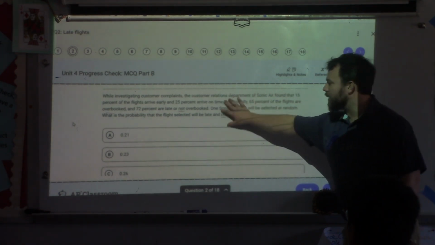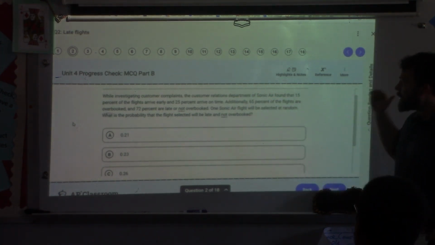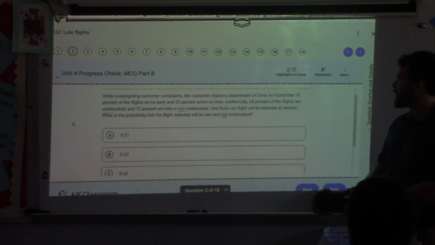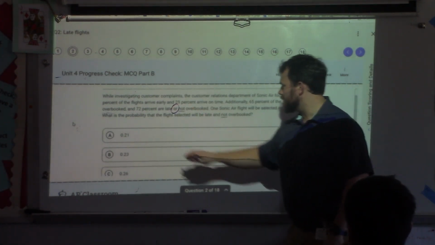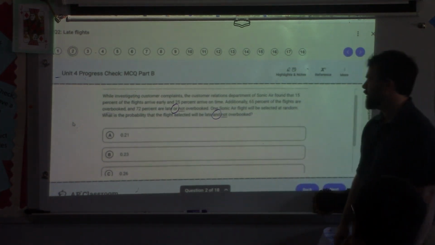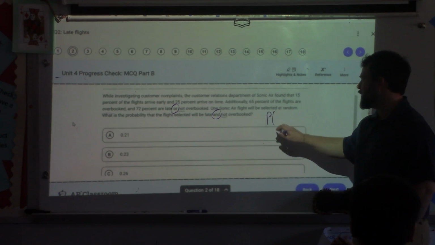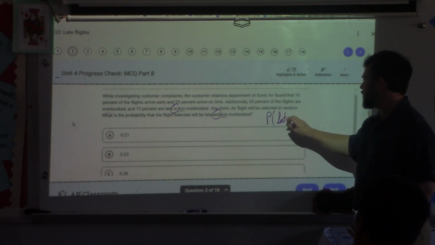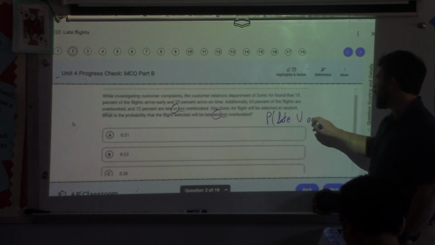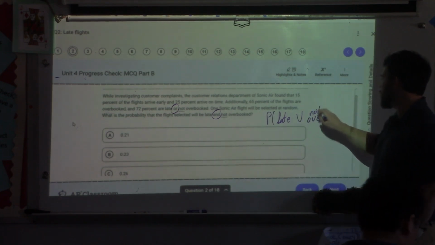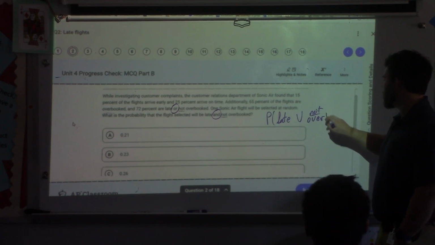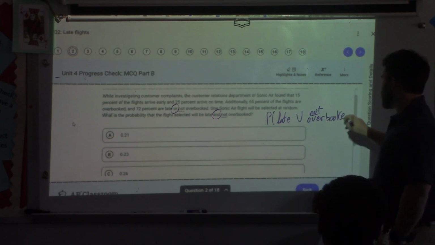I see a whole lot going on here, so I'm going to start from the beginning. Actually, I might not start from the beginning. I'm going to start and notice this word and this word: or and union, intersection. So unions, so probability of late or overbooked. Pay attention to those underlined words. What do I know that that is equal to?